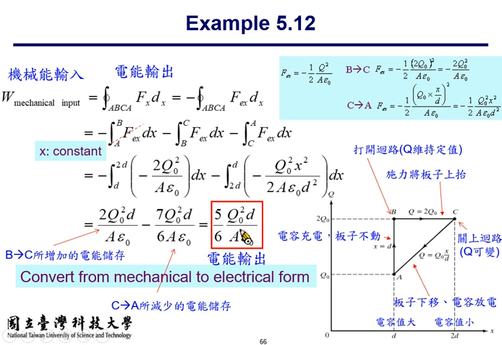So overall, you will produce electrical energy output to the battery as this number: 5.6 times Q squared times d divided by A and epsilon sub 0. Okay.